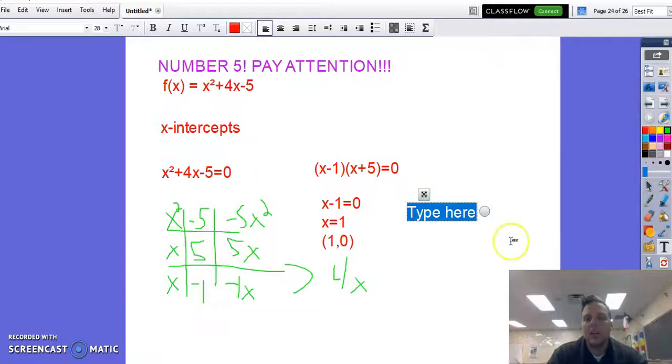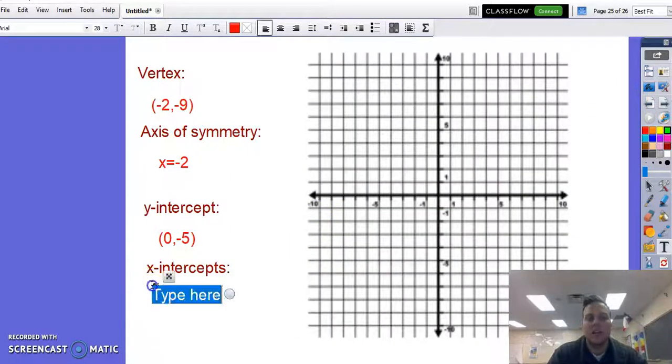Now I take my x plus 5. I don't need the parenthesis sign. X plus 5, I set that equal to 0. I solve for x by subtracting 5 on both sides. So x equals negative 5. So then the x-intercept point is (negative 5, 0). So those are my two x-intercept points: (1, 0) and (negative 5, 0).